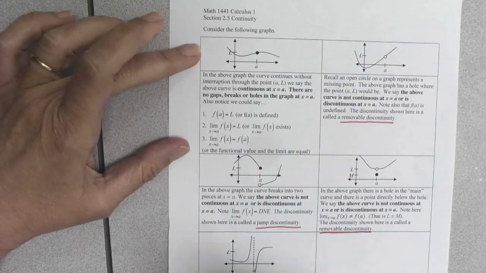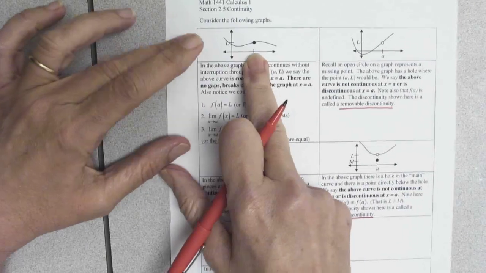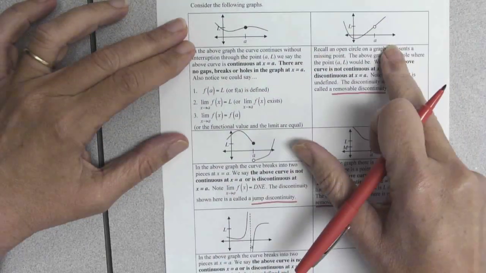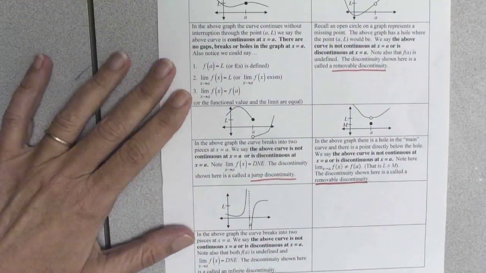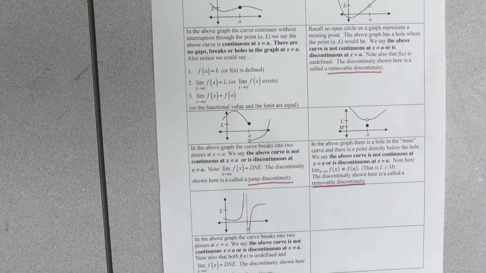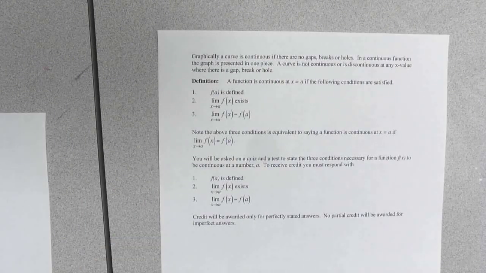So this first graph, where the curve continued on with no gaps, breaks, or holes, was continuous at A. Each and every one of the other ones, where we had a hole, or a big break, or another hole, or breaking up and going off to infinity, are all discontinuous at A. You have discontinuities at any place the graph has a gap, break, or hole. Graphically, a curve is continuous if there are no gaps, breaks, or holes. In a continuous function, the graph is presented in one piece. A curve is discontinuous at any x value where there's a gap, break, or hole.